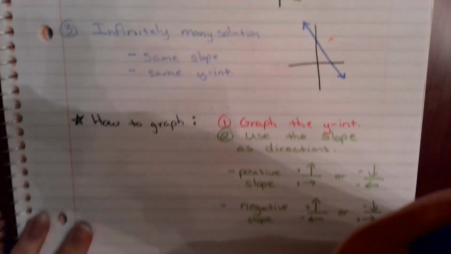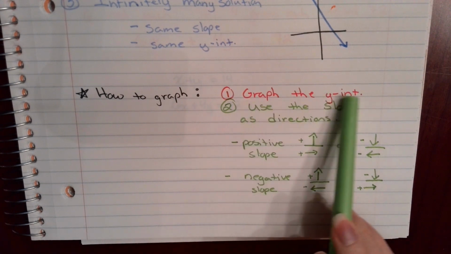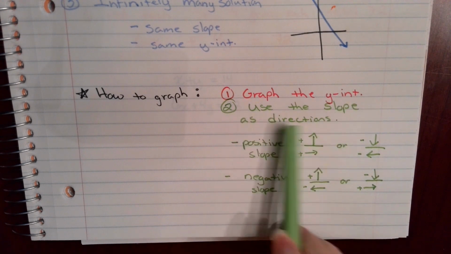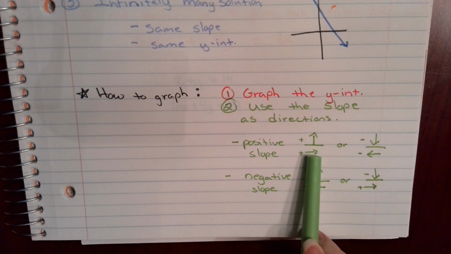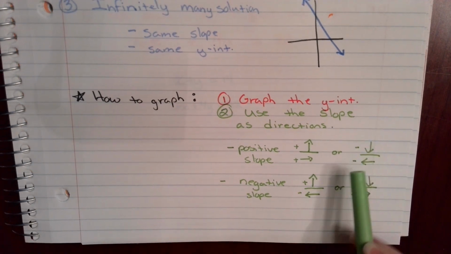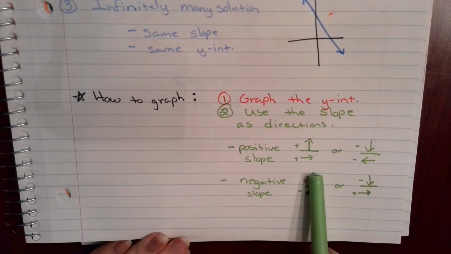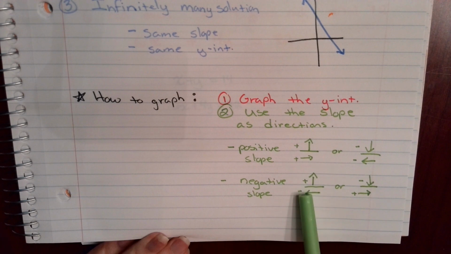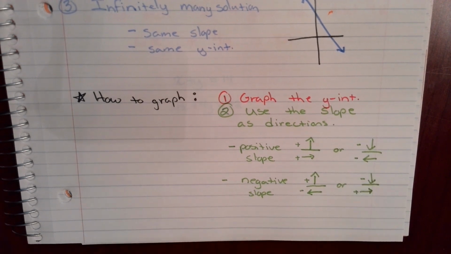And also as a reminder, how to graph your equations: you need to graph your y-intercept, and then you're going to use your slope as the direction. Remember, a positive slope goes up and to the right, or it goes down and to the left, because a negative over a negative creates a positive. And a negative slope means that it goes up and to the left, a positive over a negative, or it goes down and to the right, a negative over a positive. So those will create those negative slopes.